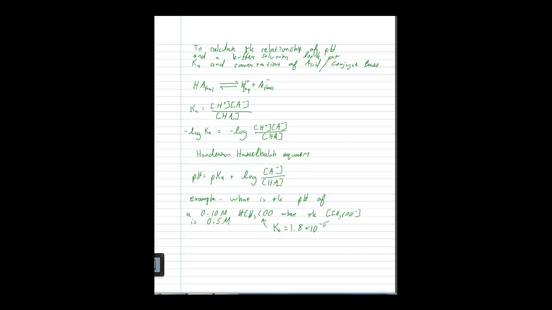So the pH of this solution is equal to the negative log of the Ka, the pKa, 1.8 times 10 to the negative fifth. That's our Ka. Plus the log of the ratio of the conjugate base, which is 0.5 molar, to the acid molarity, 0.1 molar. When you calculate that, we get a pH of 5.4. So slightly less acidic than a 0.1 molar solution of acetic acid. You can calculate that too if you like. That's a good review problem.